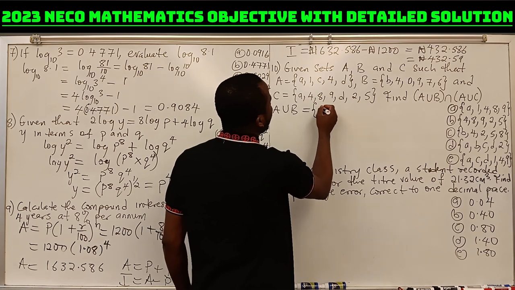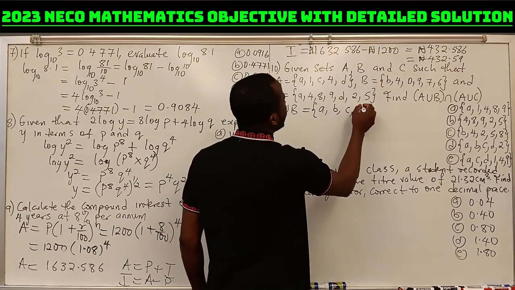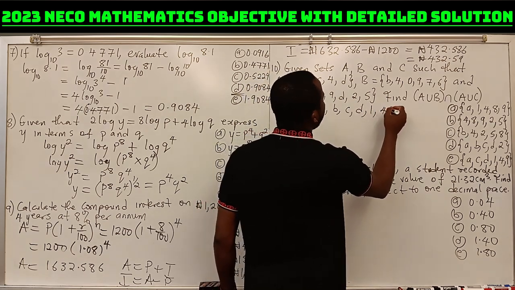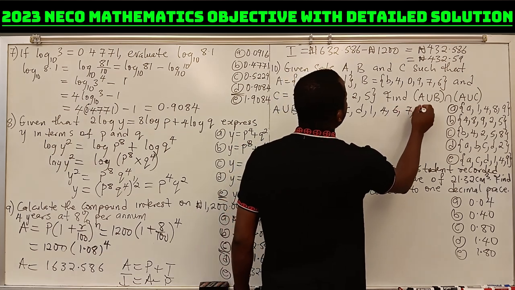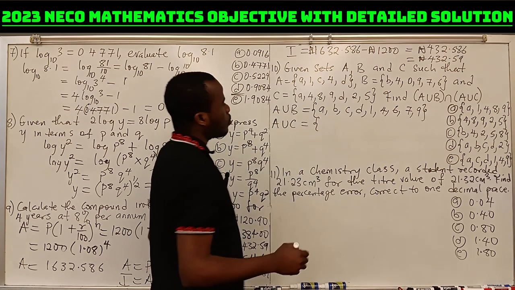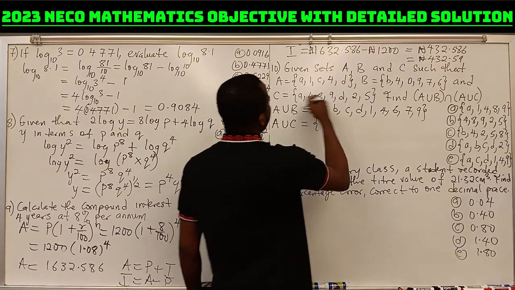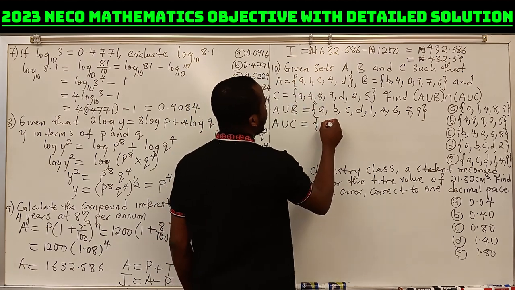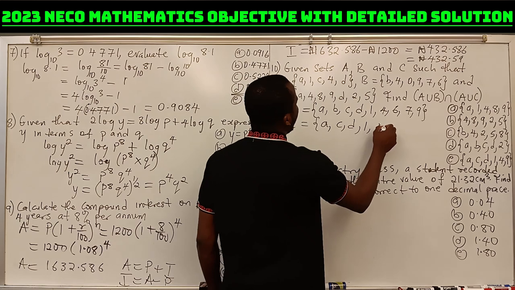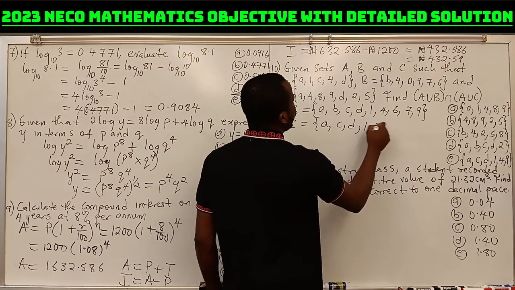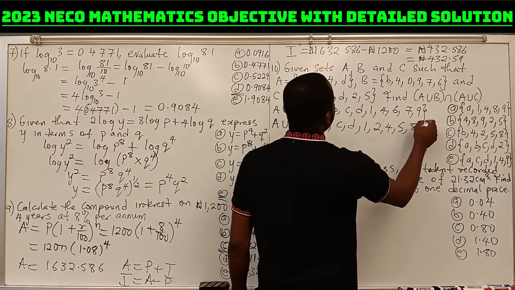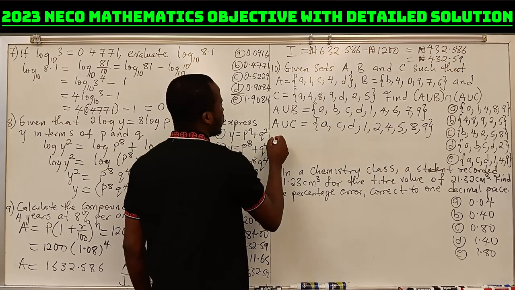Let's put the alphabet. We have A, B, C, D, and the numbers 1, 4, 6, 7, 9. And the next is A union C. A union C is putting this together without repetition, will be alphabet first, A, C, D, and numbers 1, 4, we have 2, 1, 2, 4, 5, 8, 9.